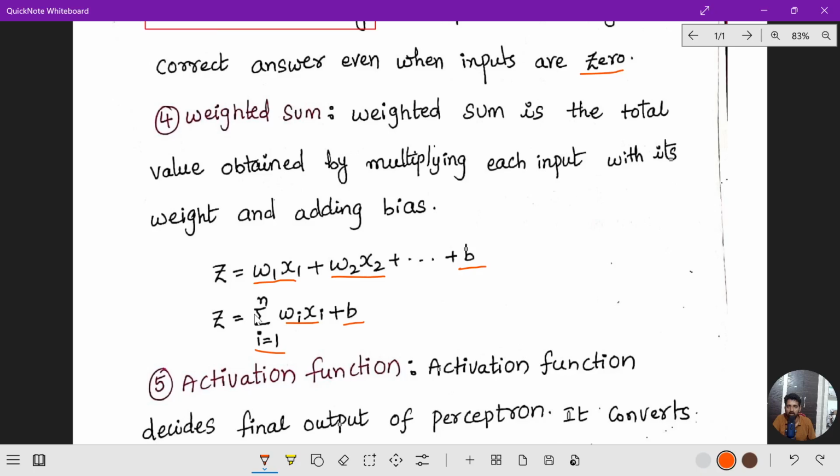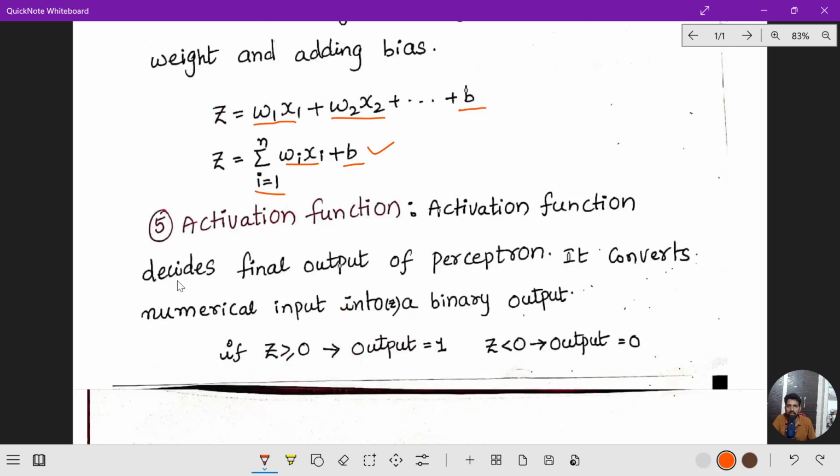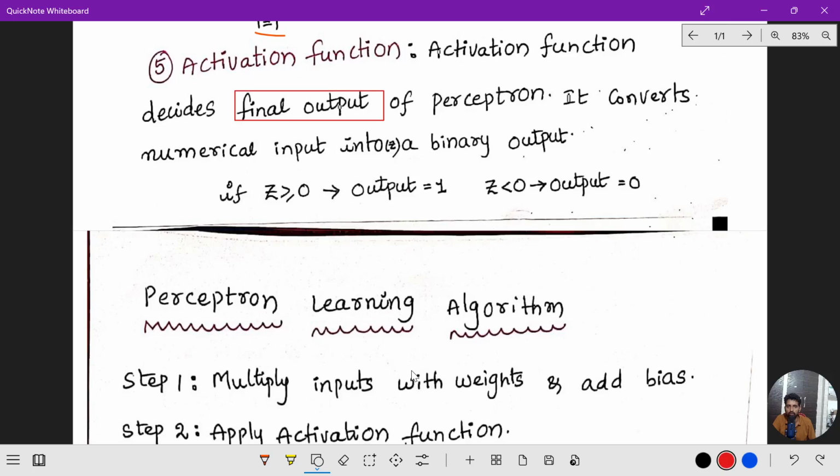So the last one is the activation function. The activation function decides the final output of the perceptron. What is the main goal of this activation function? It decides the final output. The key phrase for the activation function is that it decides the final output of the perceptron. It converts numerical input into binary output. If z is greater than or equal to 0, the output is 1. If z is less than 0, the output is 0. Please remember here z is the weighted sum that is fed into the activation function.